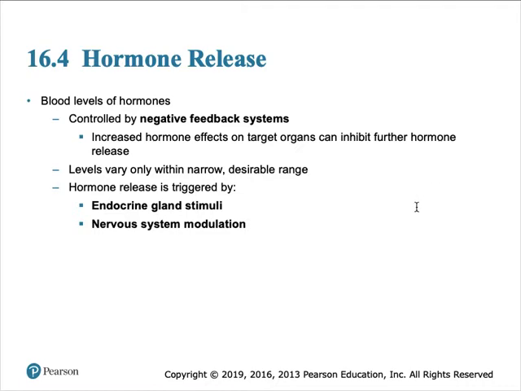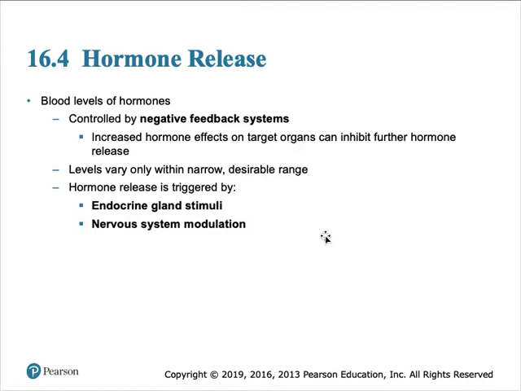So basically, if we want to trigger growth of bone cells, we release a hormone, and then the ultimate response to that hormone is not just to increase bone growth, but to actually block the release of more hormone so that we don't get too much growth too fast. So levels of hormone will vary only within a narrow, more desirable range. And the hormone release is either triggered by an endocrine gland stimulus or a nervous system modulation.